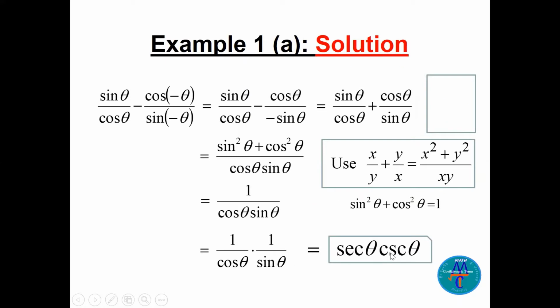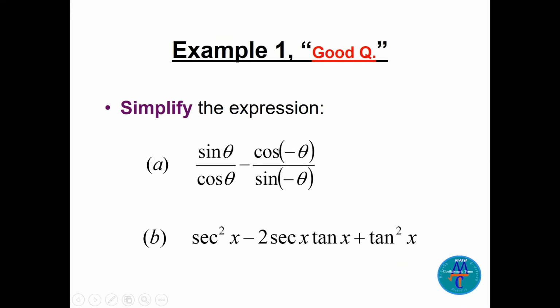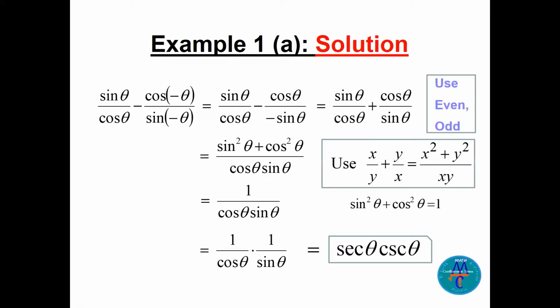Now you can try the second one, please: secant squared of x minus 2 secant of x times tan of x plus tan squared of x. That's a nice question to try. Then you can check the answer. Let's see.